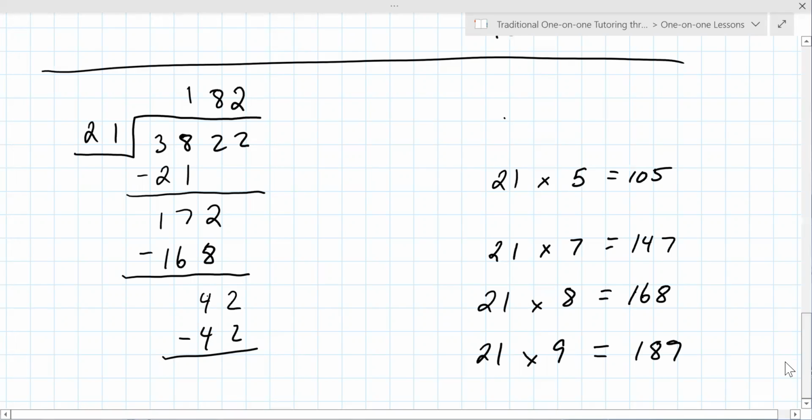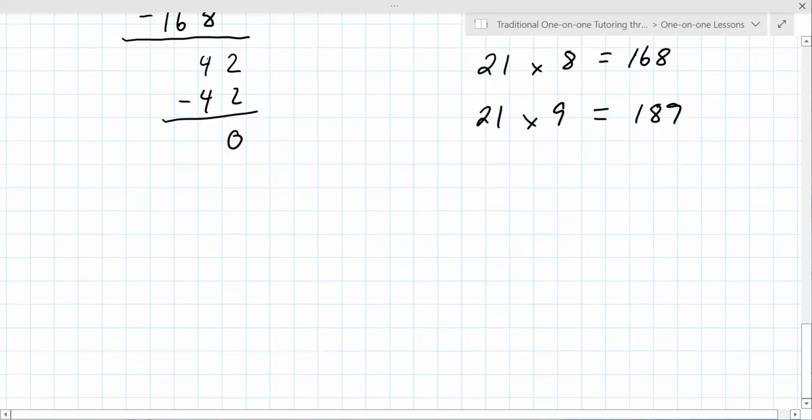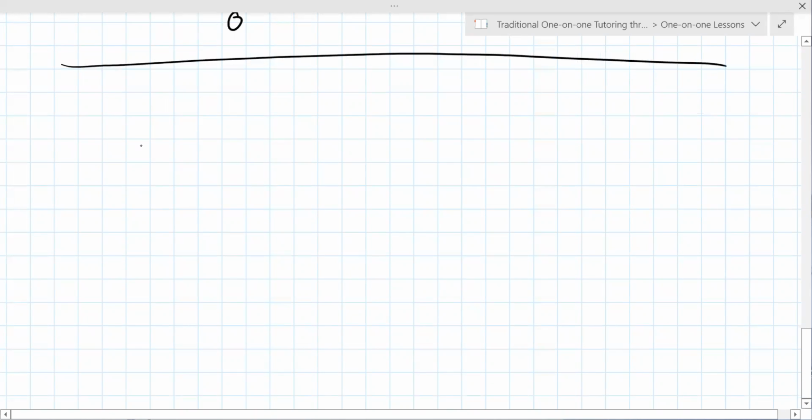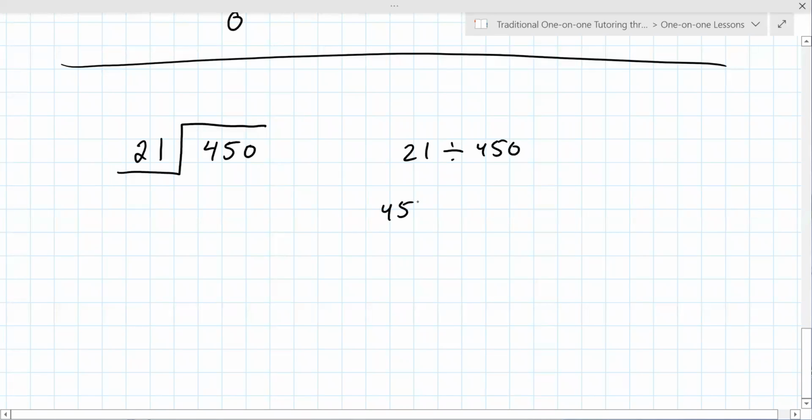So you get 182. And what's the remainder? 0. Good. Okay. So this is something I noticed here on your last question. If I put something like this, is this 21 divided by 450 or 450 divided by 21?